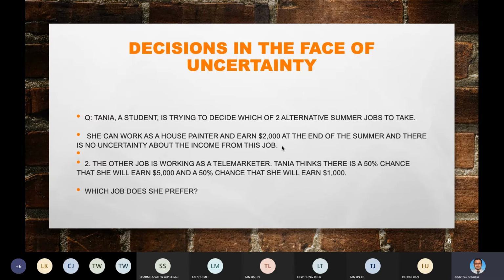So a second one. A student is trying to decide which of two alternative summer jobs to take. She can work as a house painter and earn 2,000 at the end of the summer, and there is no uncertainty about the income from this. That means 2,000, she can get it. Another job is working as a telemarketer. Tina thinks there is a 50% chance that she will earn 5,000 and a 50% chance that she will earn 1,000. Which job does she prefer?